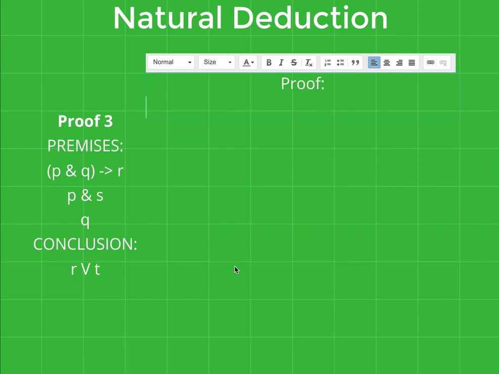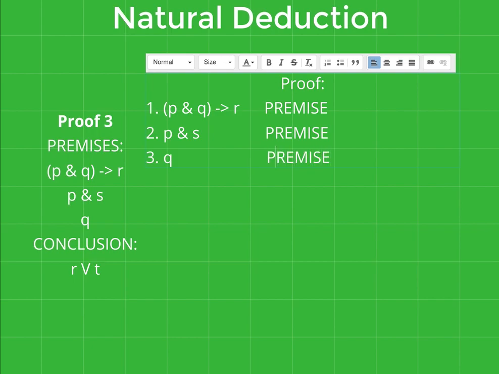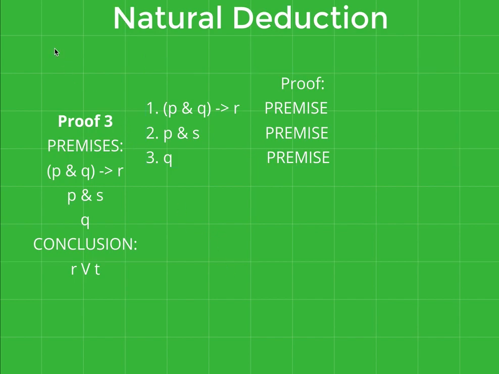Okay, so again, the first thing to do is easy. Always start by listing the premises. So P and Q implies R. That's a premise. P and S. That's a premise. And Q is also a premise. Okay. So now we're trying to get to R or T.